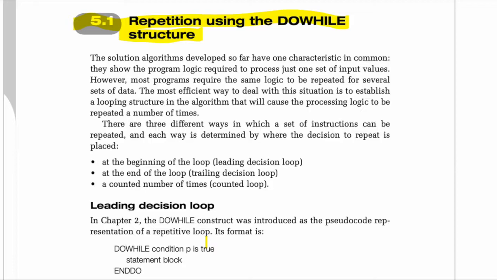The do while repetition is probably one of the more common ones you're going to use. There are a couple of things to note here about the do while that are going to be important. First and foremost, this is what is known as a leading decision loop. Again, this is on page 55. That means the condition is tested before you enter the loop. And we're going to get into why that is and why that's important in a moment here, but that's one thing to keep in mind.